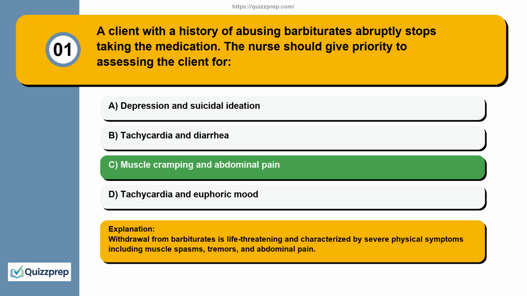Withdrawal from barbiturates is life-threatening and characterized by severe physical symptoms including muscle spasms, tremors, and abdominal pain.